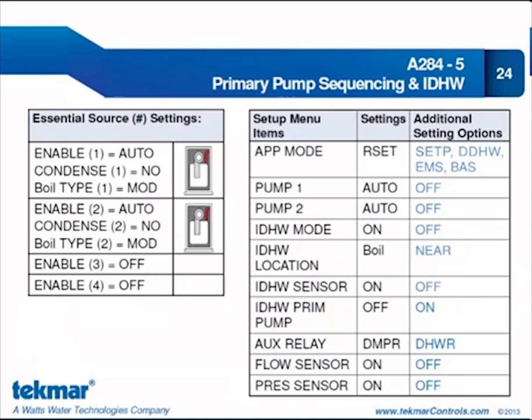In this case, we have to specify what the auxiliary relay is controlling. It's controlling a combustion air damper, so we select DMPR for damper. The flow sensor is on. We have a flow sensor. Notice here we are not enabling the flow proof, because the flow proof is being provided, if you remember, by the pressure differential switch. We also have a pressure sensor, and we have to turn that on as well in the setup menu.